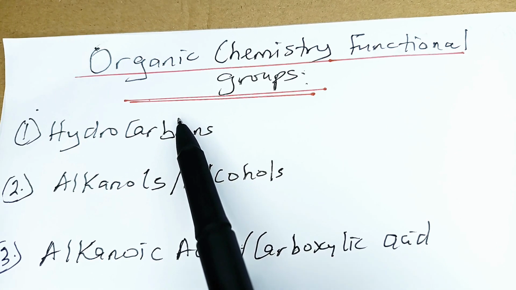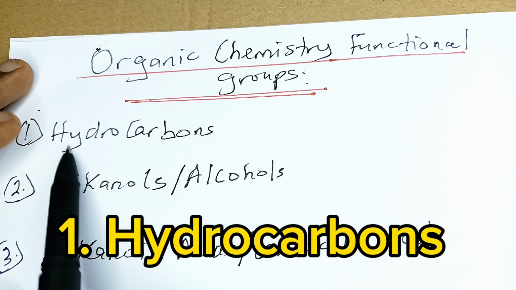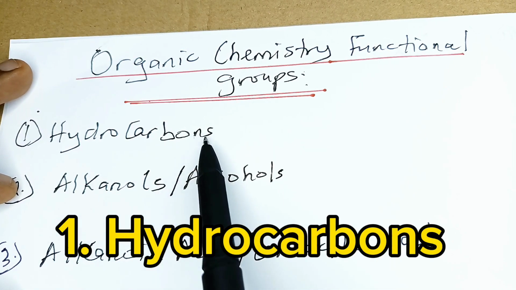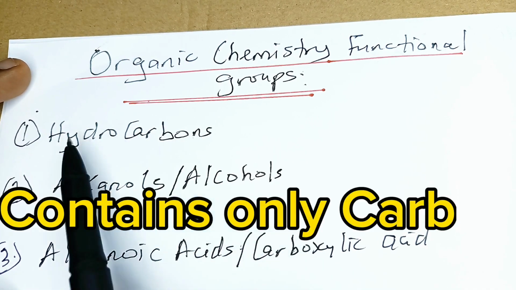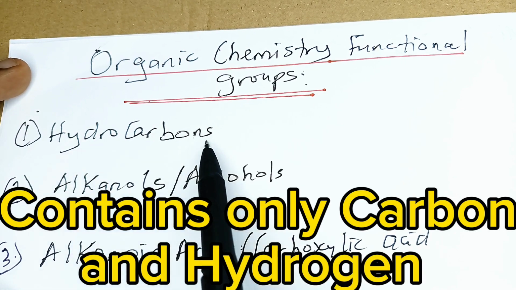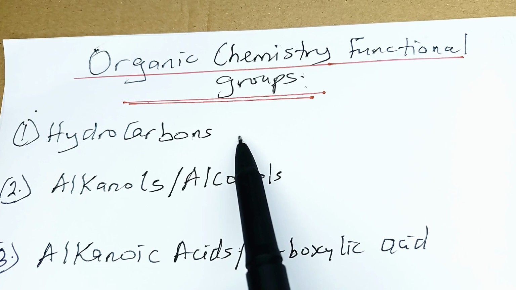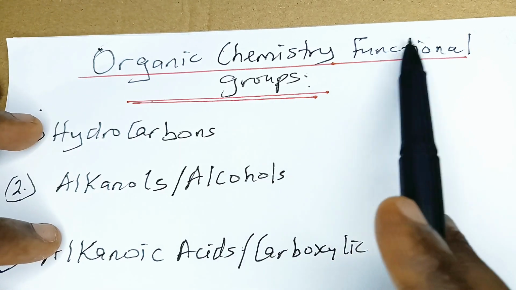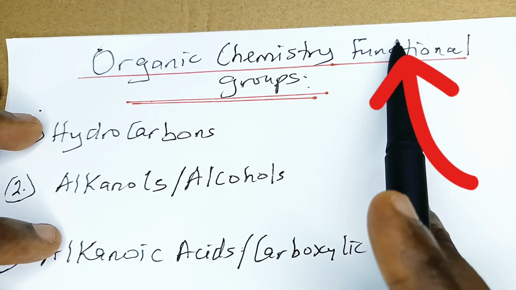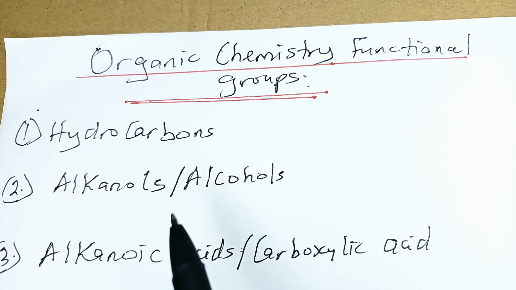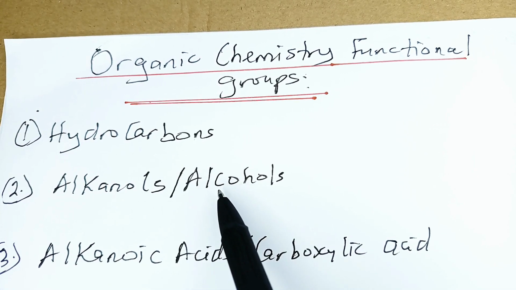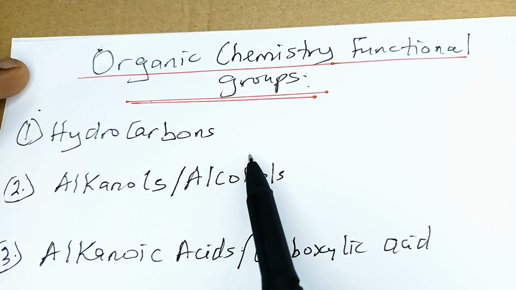Very simple. The first one I'll be discussing here is the hydrocarbons. These are organic compounds that contain only carbon and hydrogen. I will not talk much about this in this video because I've made a very detailed video about hydrocarbons. You can click the card up here and watch it. It discusses hydrocarbons extensively and you will understand it. So let's go to the second one.